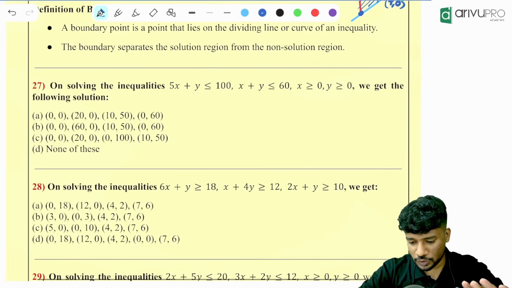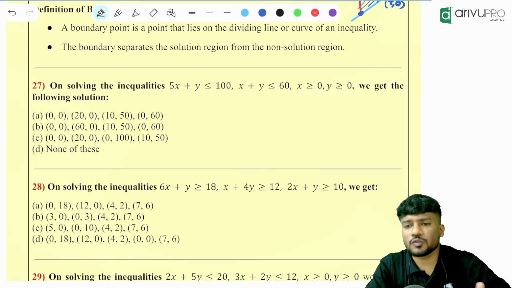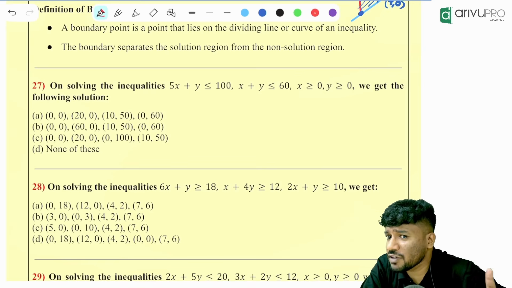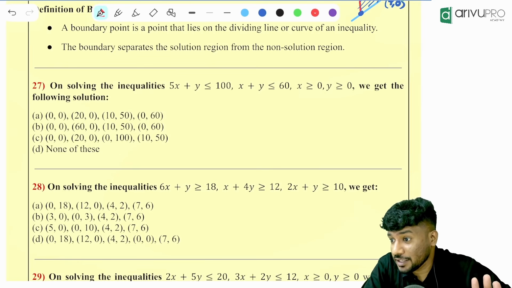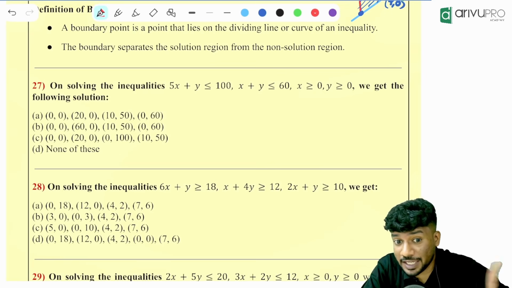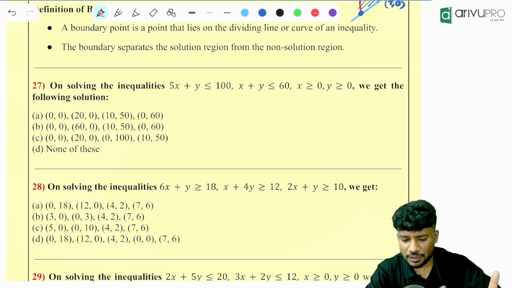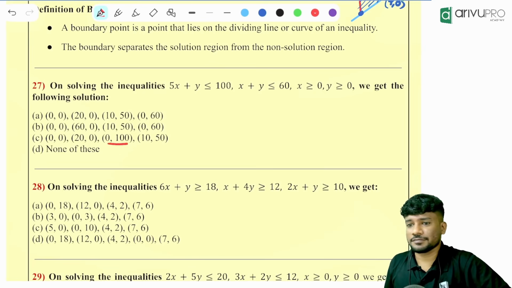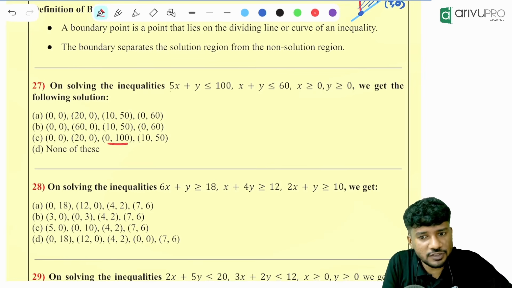Everyone have a close look at the first question. We will do option hitting. What is it? Option hitting. We will substitute options and check which inequalities are satisfied. If an option does not satisfy any of the inequalities, we will say that option is wrong. For example, I will take one random value. Let me take 0, 100. I will substitute over here in the first equation.